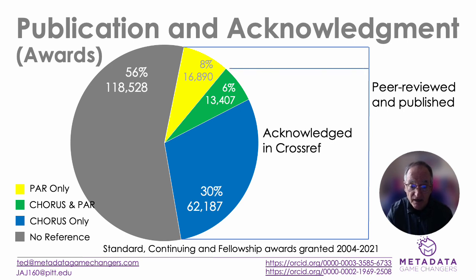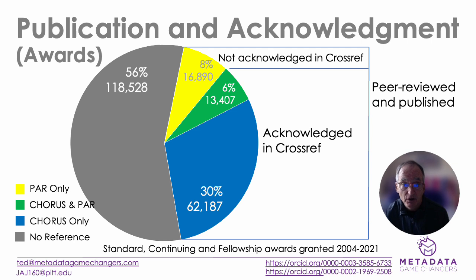In order to make it into Crossref, it means that the funding is acknowledged in the journal article, and it's acknowledged in a way that can be interpreted correctly by Crossref. And the yellow things that are in PAR but not in chorus, it means that they were not acknowledged in the articles in a way that Crossref could interpret correctly.